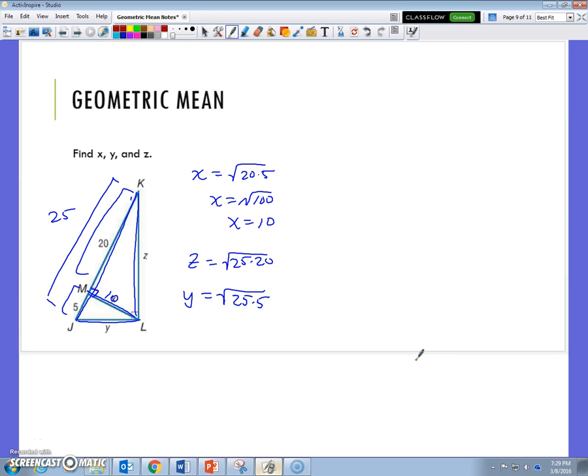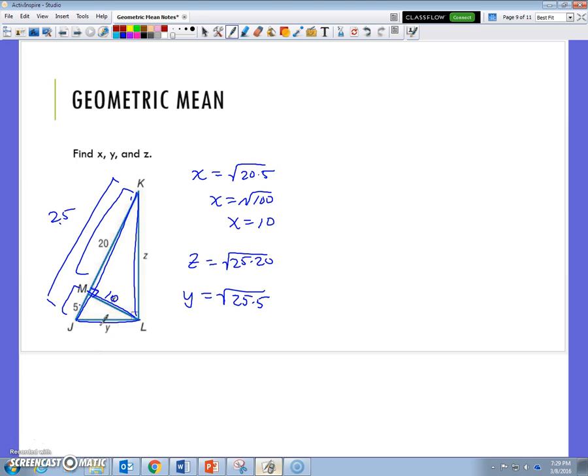through this problem here. My leg theorem says that, so for when I'm looking for z, originally it's a leg. When I'm looking for y, it's originally a leg. My leg theorem says that the geometric mean between the whole hypotenuse, so 25 and 20, should equal z, and the geometric mean between 25 and 5 should equal y.